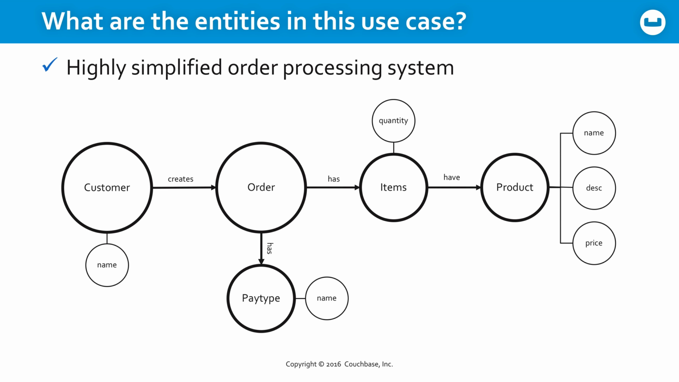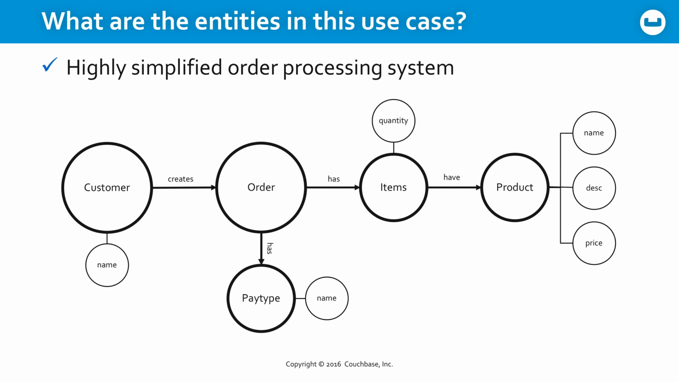Well, what are the entities in this very simple use case? Imagine you have a customer who creates an order. That order has a pay type. The order also has one or more items associated with it, and each one of those items, each row in the order, has a product assigned to it.